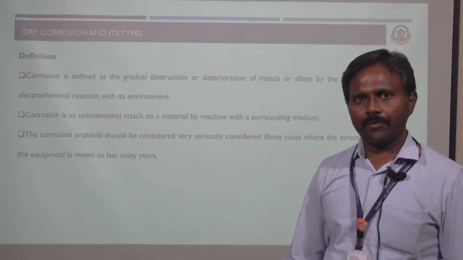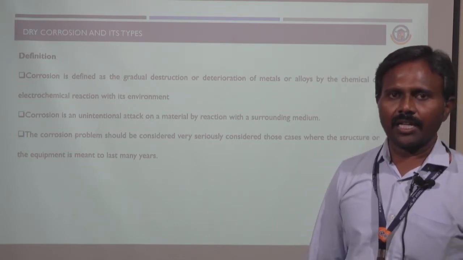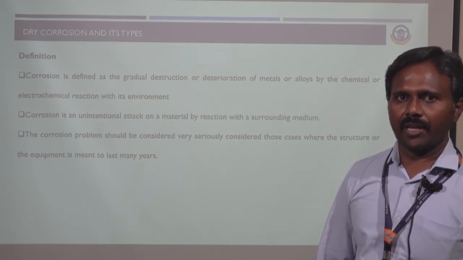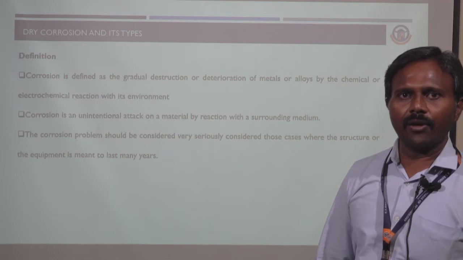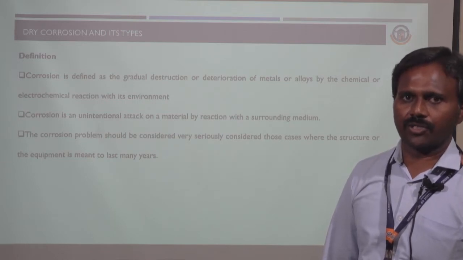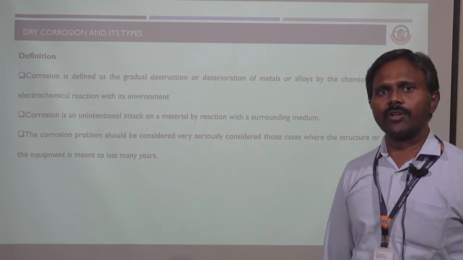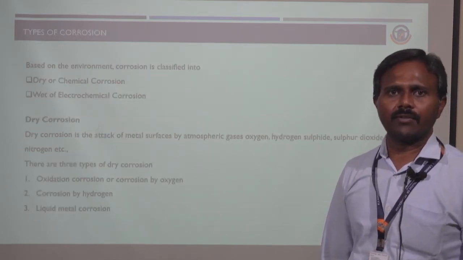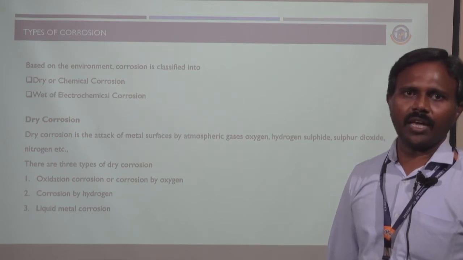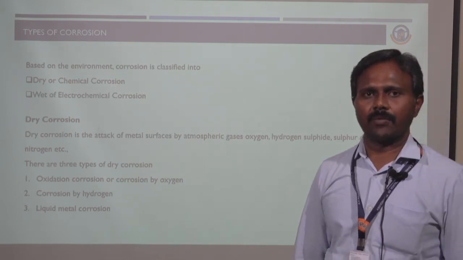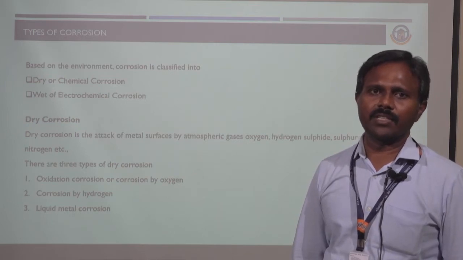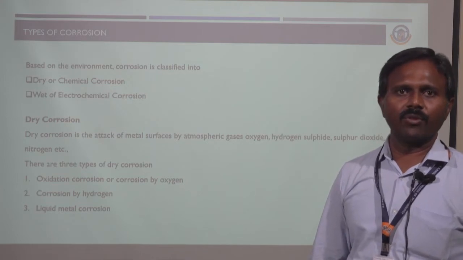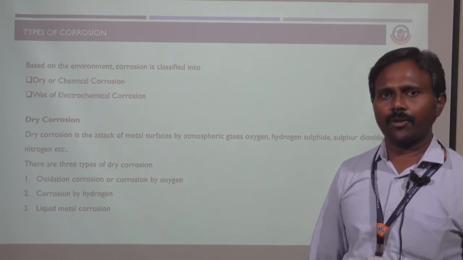So in short, we can define corrosion as the gradual destruction of any metal by the action of any chemical or electrochemical environment. So this is called corrosion. This corrosion is of two different types: one is dry corrosion and another one is wet corrosion. Dry corrosion can otherwise be called chemical corrosion, and wet corrosion is otherwise called electrochemical corrosion. In this presentation we will discuss both chemical corrosion and electrochemical corrosion.